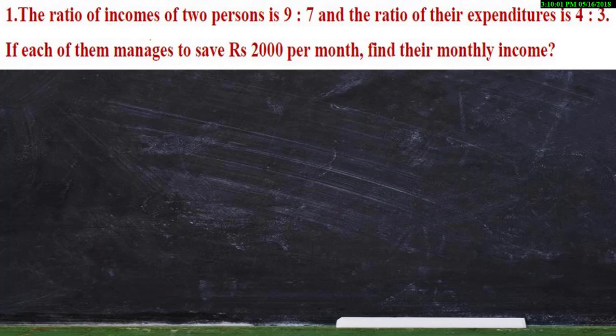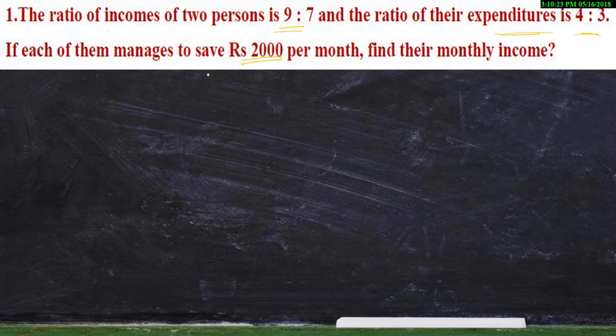Today we are going to discuss a pair of equations, income and expenditure related problems. Read the question. The ratio of incomes of two persons is 9:7 and the ratio of their expenditures is 4:3. If each of them manages to save rupees 2000 per month, find their monthly income.